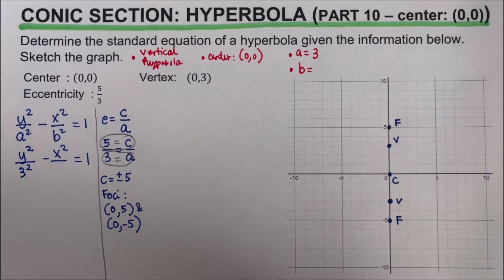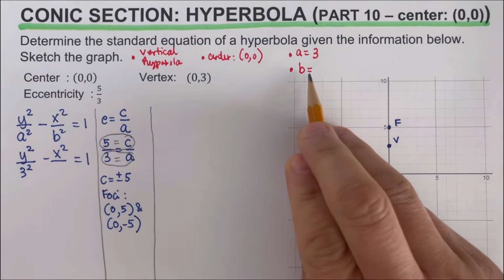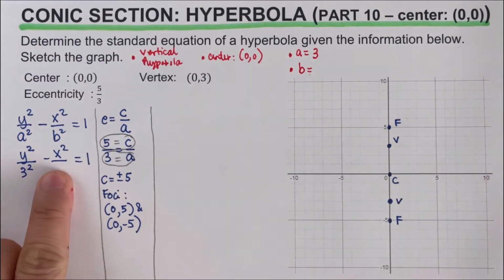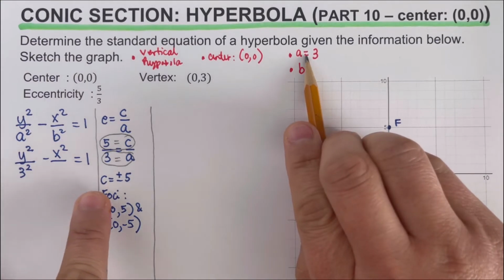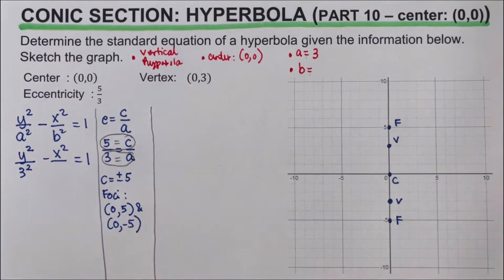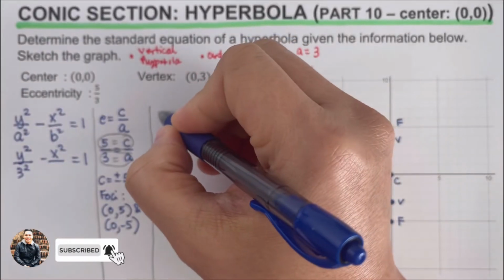Okay, so we've determined the value of C. However, we're supposed to determine the value of B so that we can complete this equation right here. Now, since we already have an A and C, we remember that the equation that relates A, B, and C is C squared equals A squared plus B squared. I'm going to go ahead and write that up here.